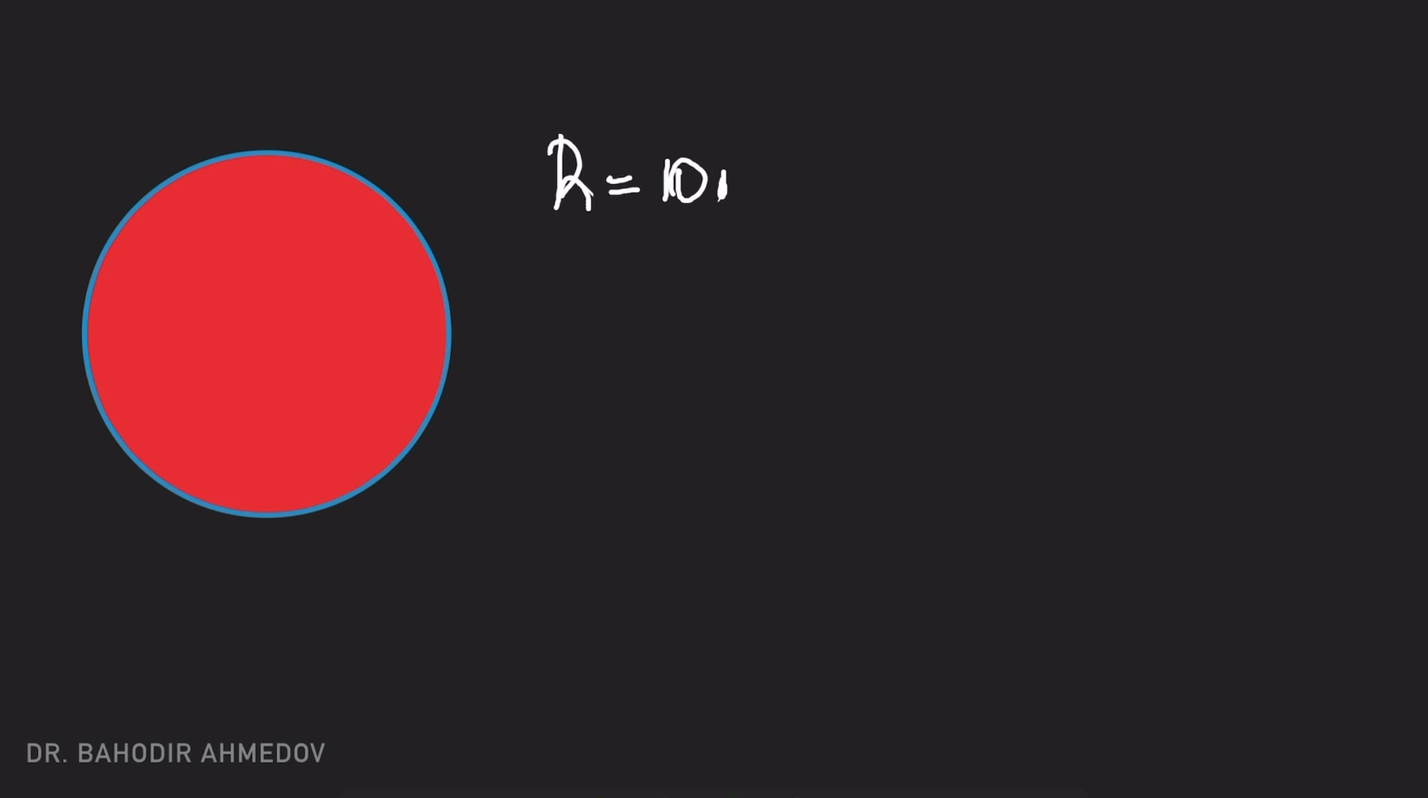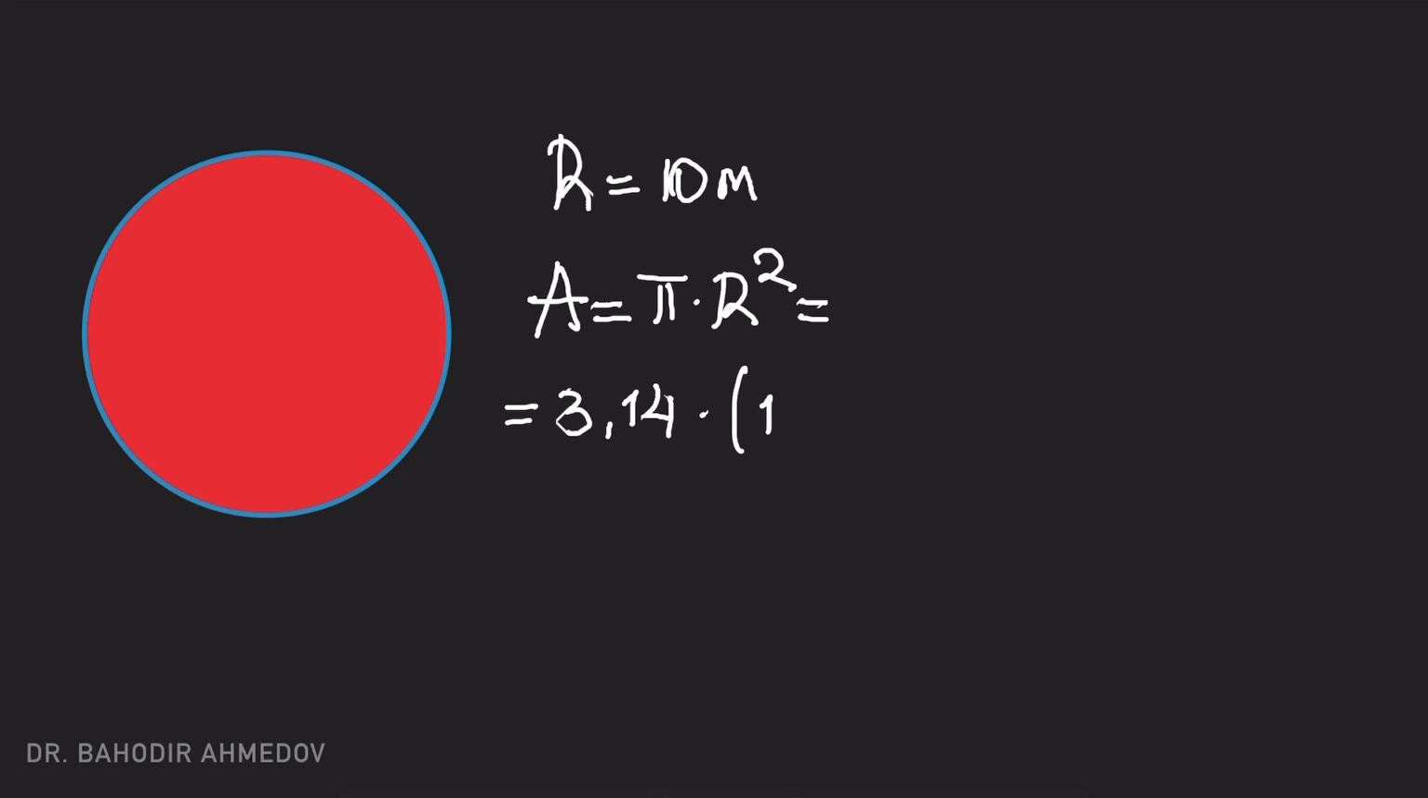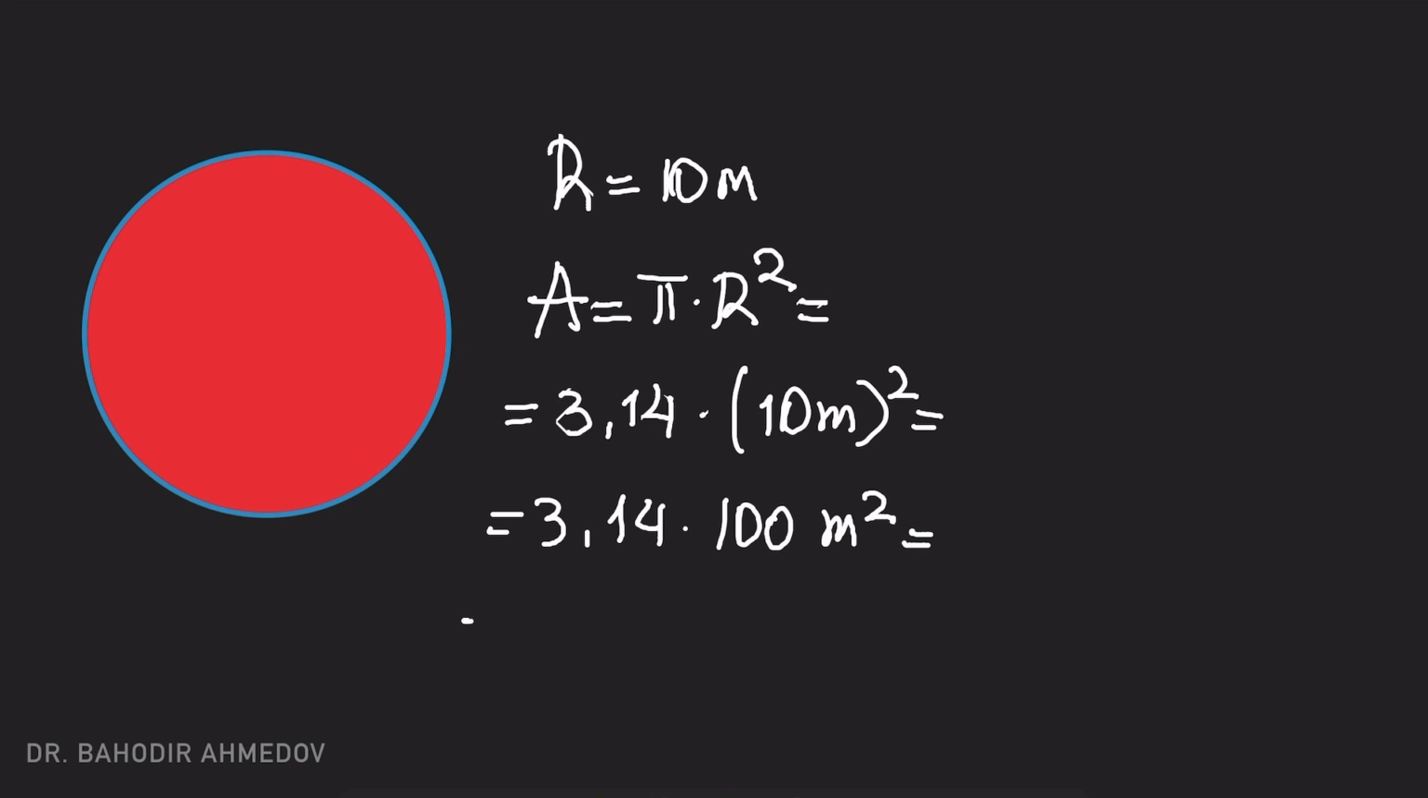And again, for example, if you are given a circle with a radius equal to 10 meters, then the area of the circle is going to be equal to pi times the radius squared, which is equal to 3.14 times 10 meters squared, which is equal to 3.14 times 100 square meters, which is equal to 314 square meters. So this is going to be the area of a circle with a radius of 10 meters.